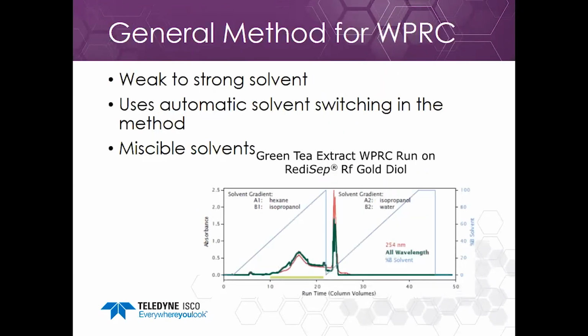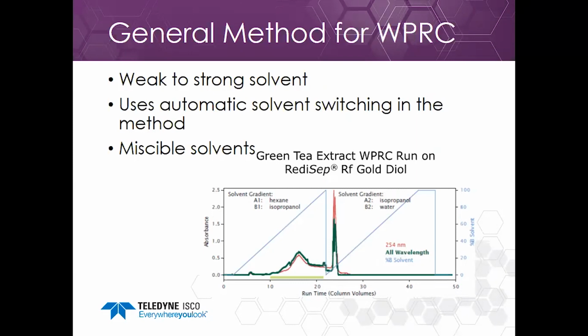Again, the general method for wide polarity range chromatography is using a weak to a strong solvent. On our automated flash systems, we can use automatic solvent switching. If you're using an open glass column, you just change the solvent. The one key is the solvents have to be miscible.